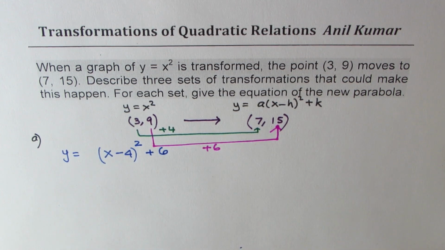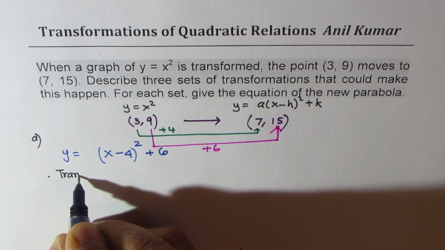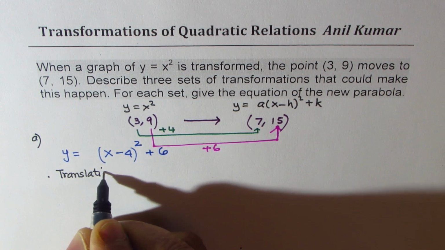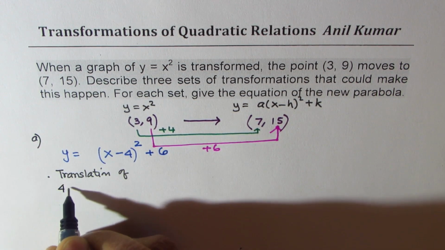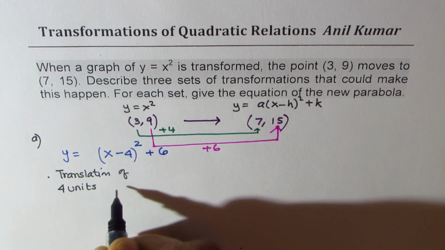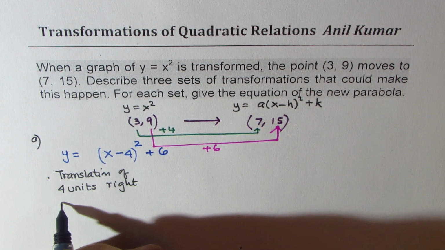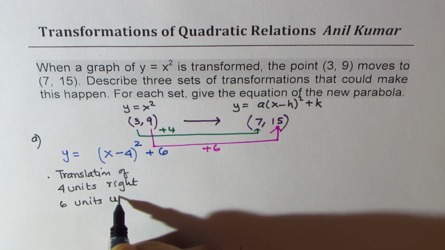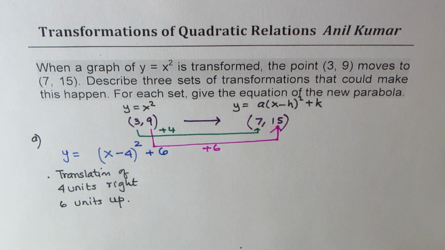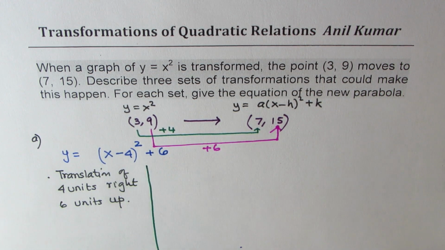So here, what has happened? The translation of 4 units right and 6 units up. So that gives you the first combination. So we could do that. Now let's look into another option.